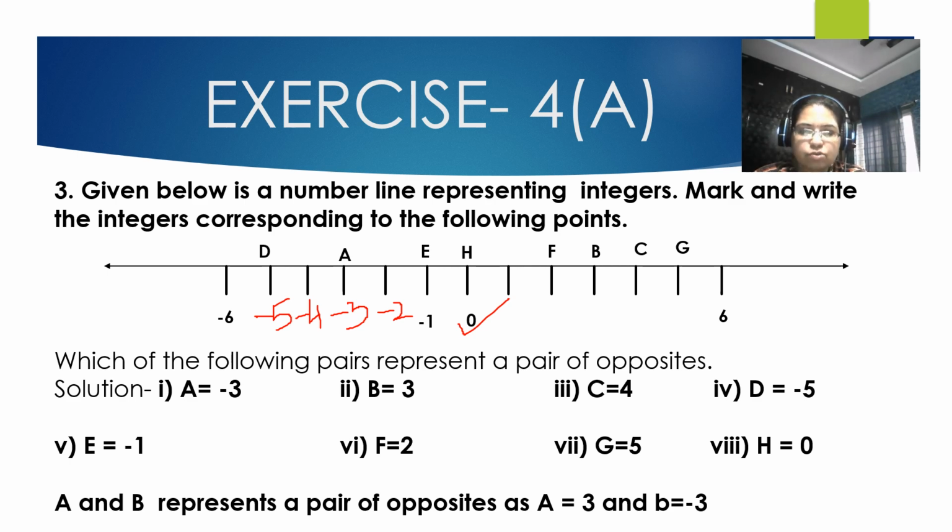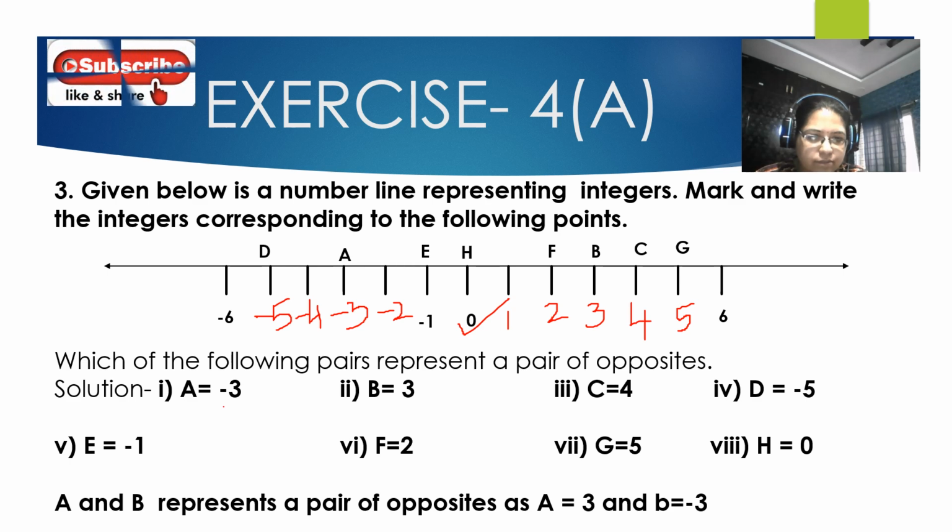On the right hand side, this will be positive integer. So 0 after this is 1. F will be 1 plus 1 is 2. B will be 3. 2 plus 1 is 3. C will be 3 plus 1 is 4. And G will be 4 plus 1 is 5. And this is 6. So A is minus 3. B is 3.